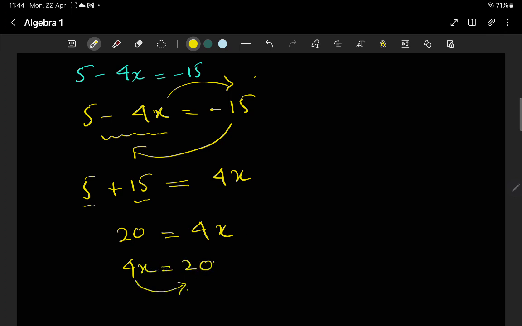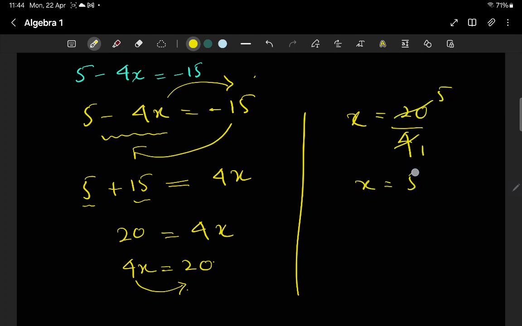4 will go to the other side. So x equals 20 over 4. 4 times 1, 4 times 5. So x equals 5.